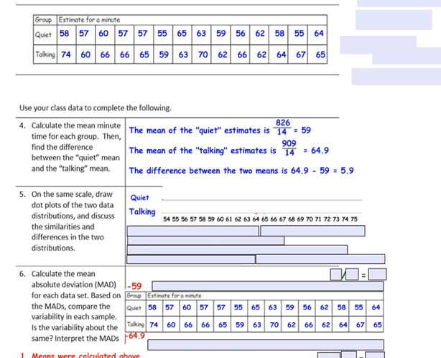On the same scale, draw dot plots for the two data distributions and discuss the similarities and the differences in the two distributions. So you want a line for quiet, a line for talking. The lowest number we need is 54 and the highest number we need is 75. Pause the video, copy down the template for your dot plots. Then plot your data. Remember, if a number appears more than once, to stack the dots.